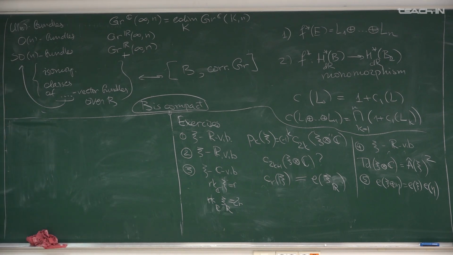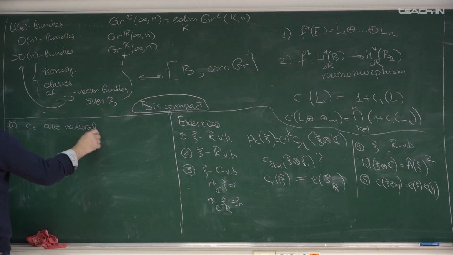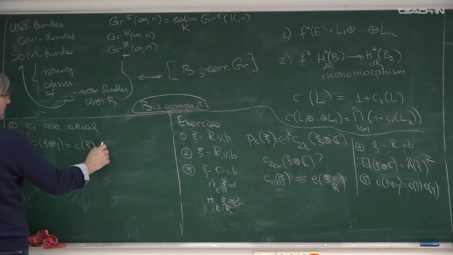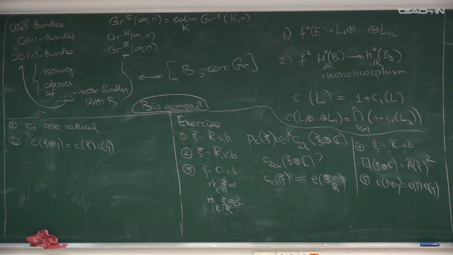So let me remind you that when we speak about Chern classes, there is a so-called axiomatic description. First, the C_k are natural. Then we have the Whitney sum axiom, the relation between total Chern classes of these three bundles. So if you calculate the total Chern class of these two vector bundles and multiply them, you will obtain the total Chern class of the Whitney sum.